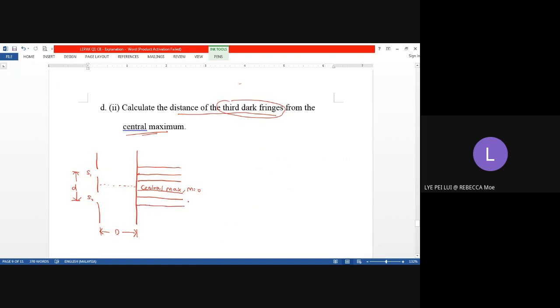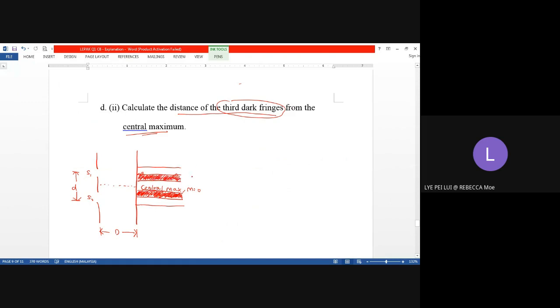Okay, so central max. This one is constructive with the parents, bright fringe. Right, so here is the second one, dark. This one should be dark, and then this one also dark. Dark fringe. Okay, dark fringe, dark fringe.